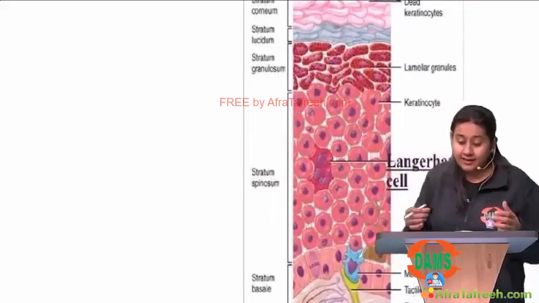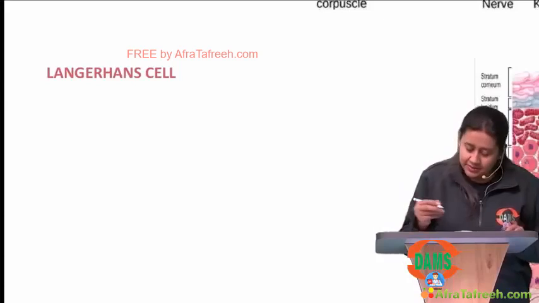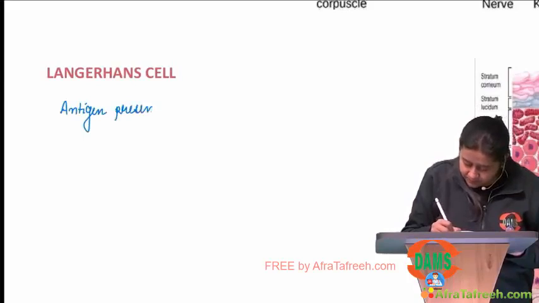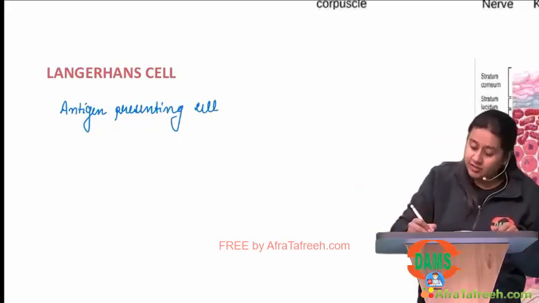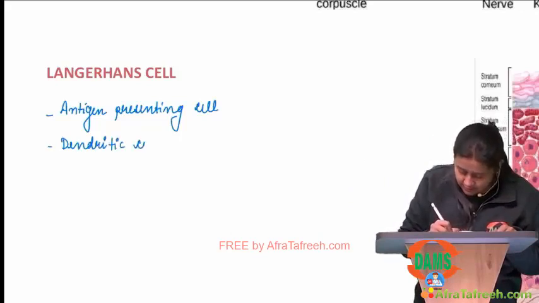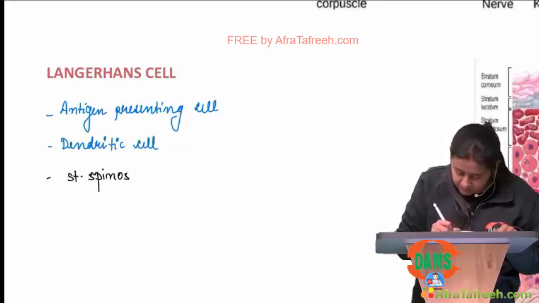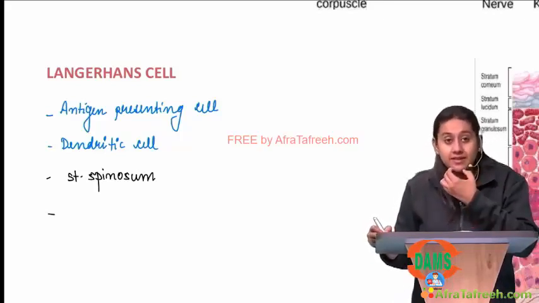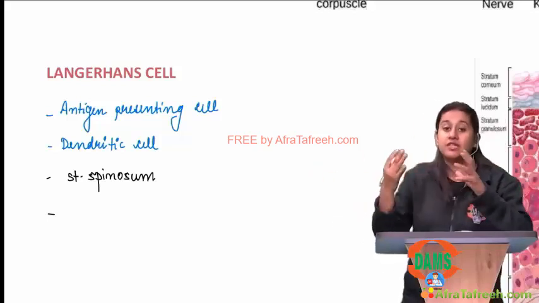What is the role of Langerhans cell? It's an antigen presenting cell, similar to the melanocyte. It has dendrites, so it is a dendritic cell. Location we have already discussed, stratum spinosum. And the last point I want to discuss is, what is the function? Please remember, I've told you that its function is antigen presentation, immune surveillance.